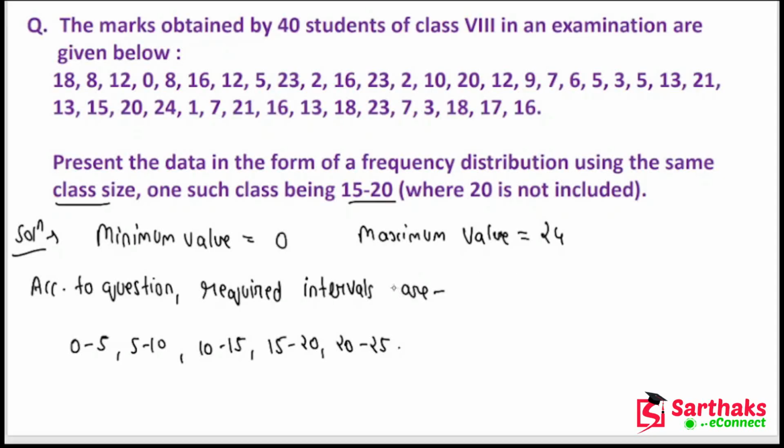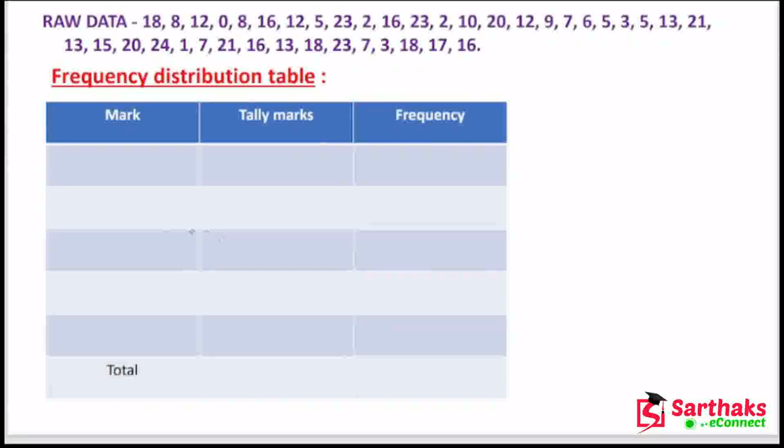Even if you find the range of the data, 24 minus 0, which is 24, and divide it by the class size, that is 5, you will get 4.8. 4.8 means that you can have 5 different intervals for the exclusive method, and yes, we are having 5 intervals. So that method is also working here, which we have used in both the questions. So let us construct the table finally.